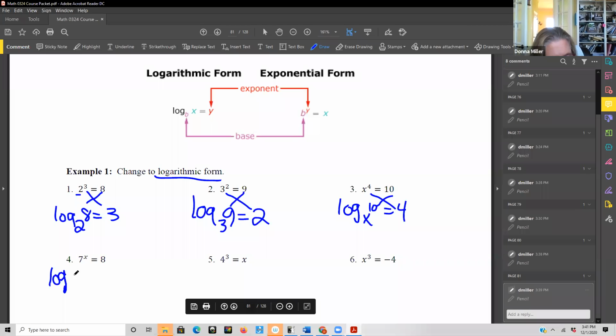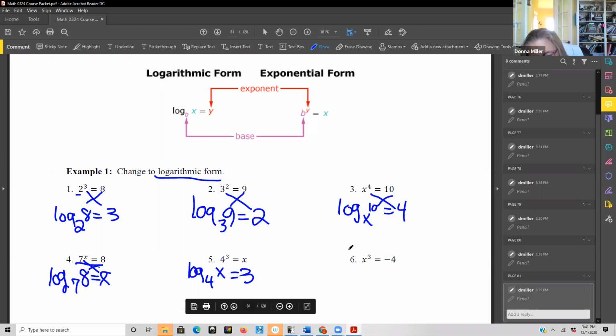What's the base here on this guy? 7. Yeah, so log base 7 of 8 equals x. So keep the base, switch x and y all the time. Now, once you notice, this is one, well, we'll talk about. If I do log base 4 of x equals 3, keep the base, switch x and y.